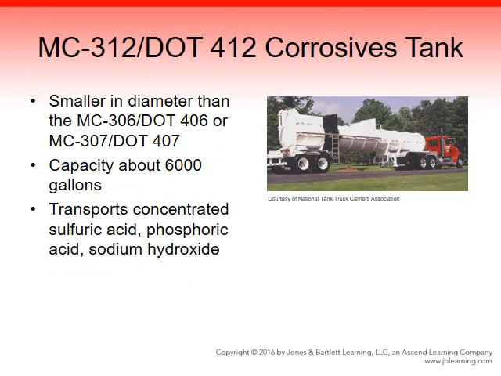The Motor Coach 312. It is smaller in diameter than the Motor Coach 306 and 406. It has a capacity of about 6,000 gallons, and it is geared to transport concentrated sulfuric acid, sodium hydroxide, and phosphoric acid. A good way to help identify it is these reinforcement bands along the side of the container, as well as this top walkway.